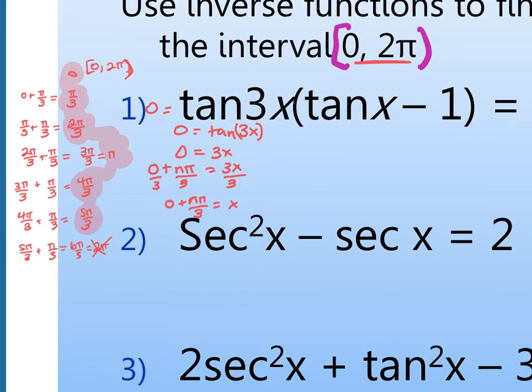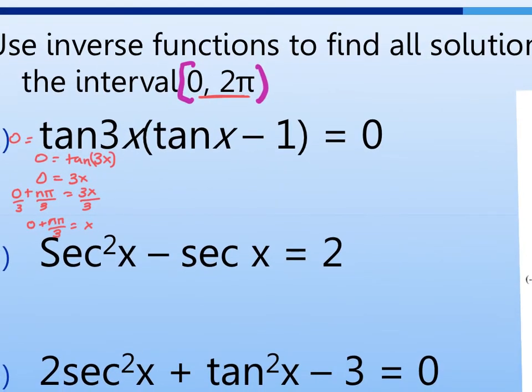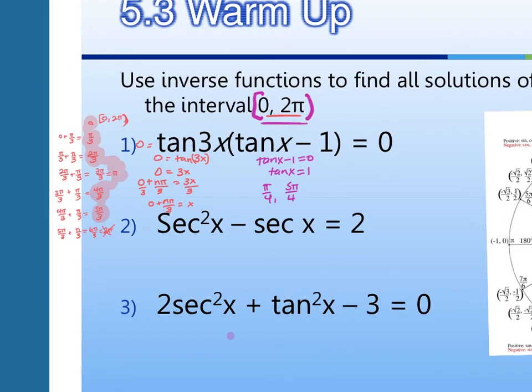So the right side of it, I just do tan of x minus 1 equals 0, and tan of x equals 1, and tan is 1 from 0 to 2 pi, so my entire unit circle, at pi over 4 and at 5 pi over 4. So the answer for this question is literally all of those. It's 0, pi over 3, 2 pi over 3, pi, 4 pi over 3, 5 pi over 3, pi over 4, and 5 pi over 4.